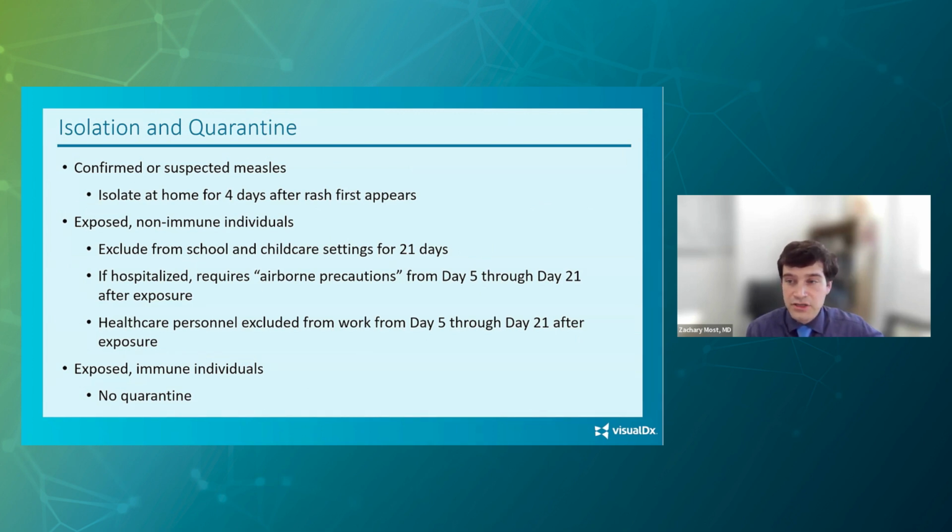If you're hospitalized, you should be on airborne precautions. And if you work as healthcare personnel, you should be excluded from work from day 5 through day 21. Although if you're an exposed immune individual, you do not need to quarantine, although you should monitor for symptoms for up to 21 days after exposure.